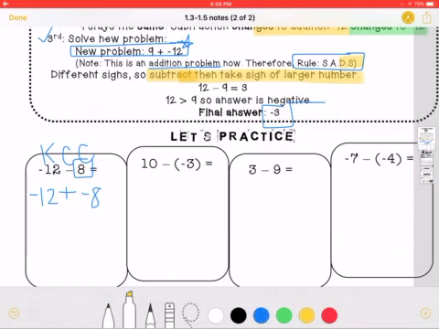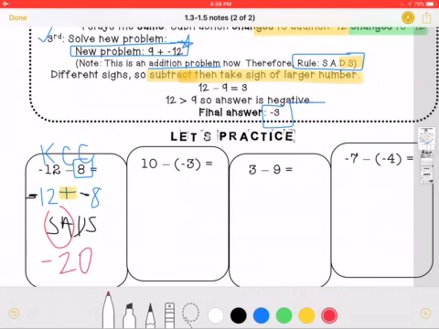I now have an addition problem. So now I want to apply the rules of SADS. So let's think. Do they have the same signs or different? Negative, negative. I'm noticing the same signs. Remember, same signs we add and keep that sign. So 12 plus 8 is 20. We keep the same sign, so it's going to be a negative 20.